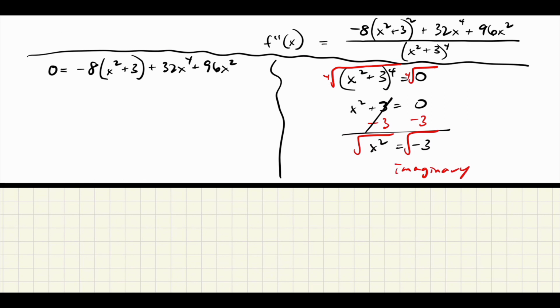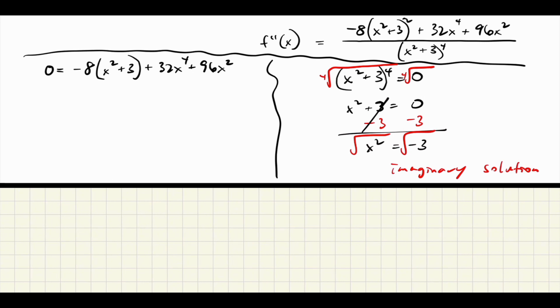So anytime you end up with an imaginary solution, in this class, we don't worry about it. Math 3, we dealt with imaginaries. This class, we don't deal with imaginaries. We're dealing with real numbers. Okay? So that one's not going to give me any answers that I can use. So let me go to the other one.